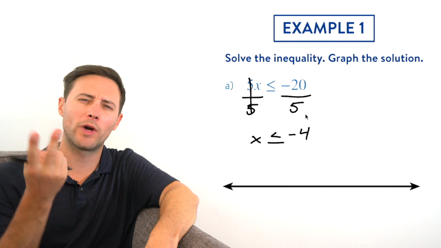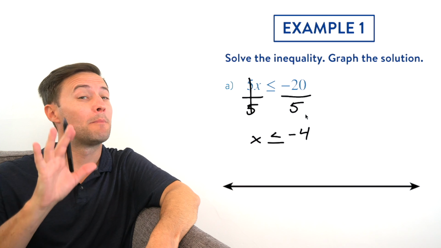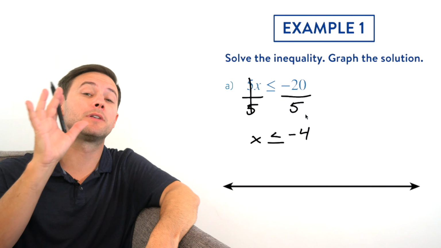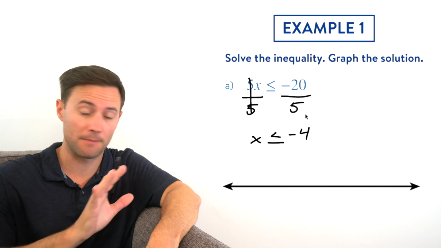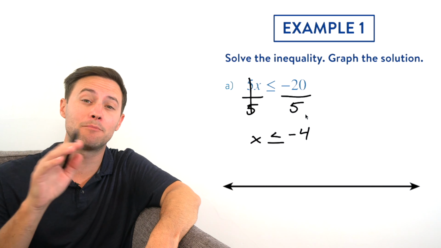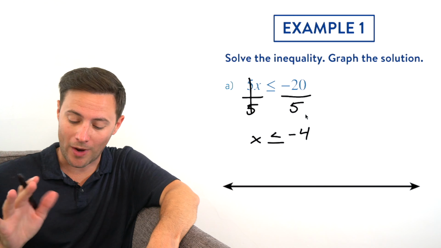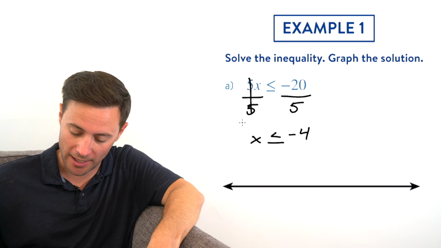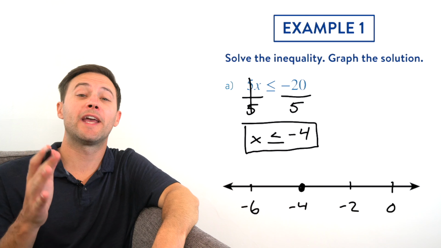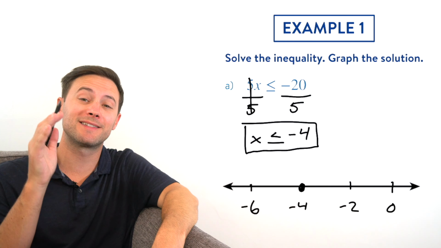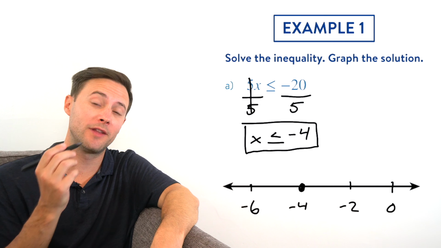Now, do I need to switch the inequality symbol? I've got a negative there, but remember the rule is if you're multiplying or dividing both sides by a negative number. We didn't do that. We divided both sides by +5. So that's fine. So x is less than or equal to -4. Now let's graph the solution. So at -4, I'm going to put a closed circle because x is less than or equal to -4, with an arrow going to the left.